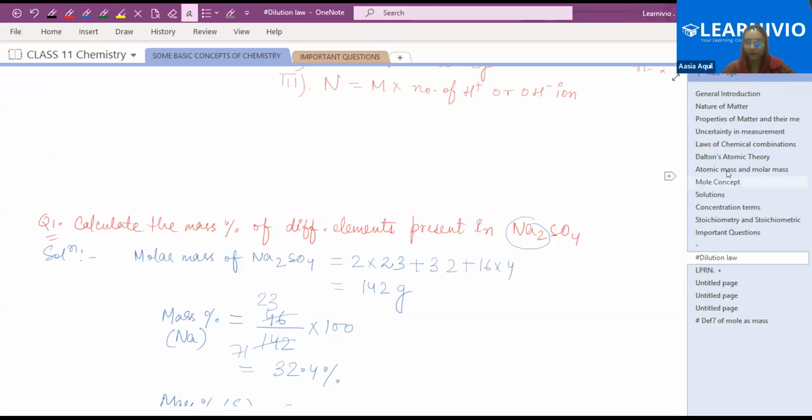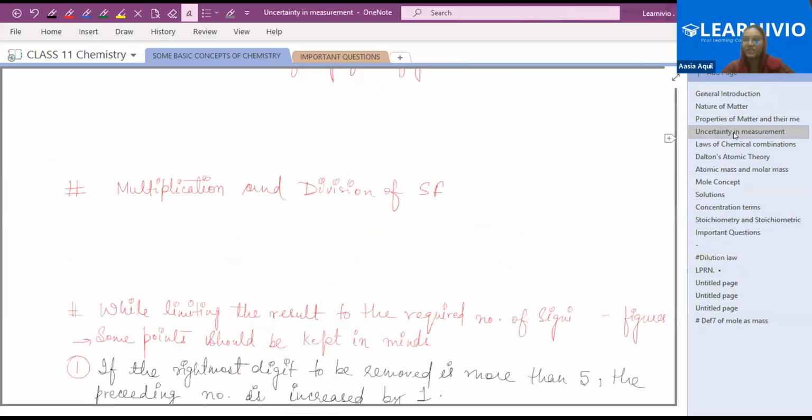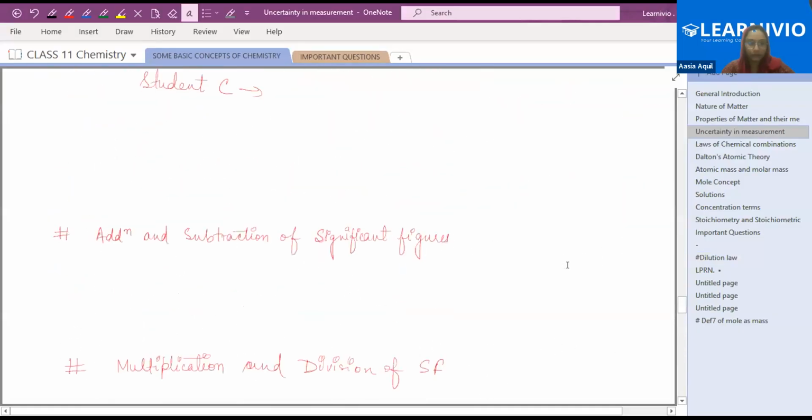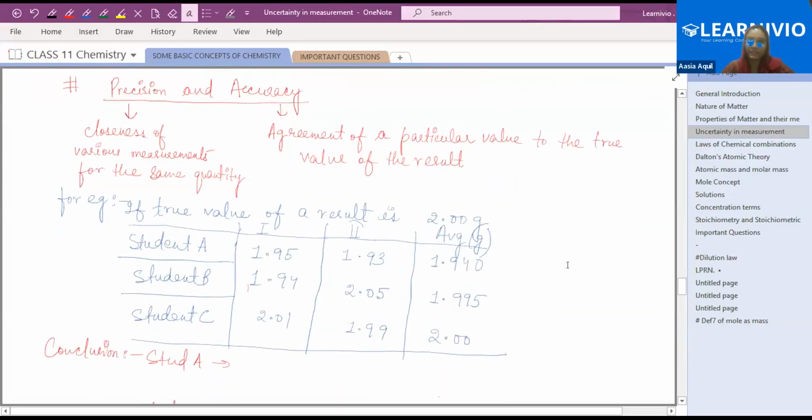Okay, so today's topic is uncertainty in measurement. We have done that, right? So today we are going to do precision and accuracy. Do you know what is precision and accuracy? See, precision is the closeness of various measurements for the same quantity. But accuracy is the agreement of a particular value to the true value. Accuracy is just the accurate value, which is equal to the true value. But precision is just the closeness of your measurements.